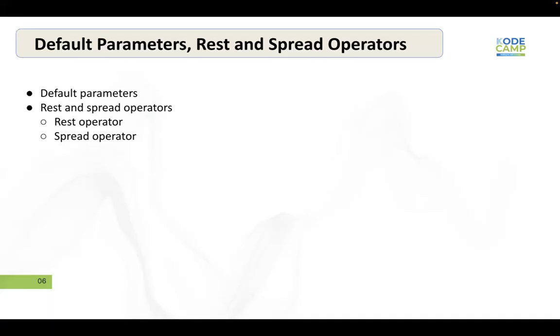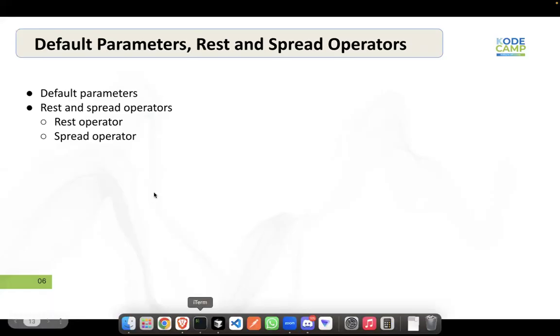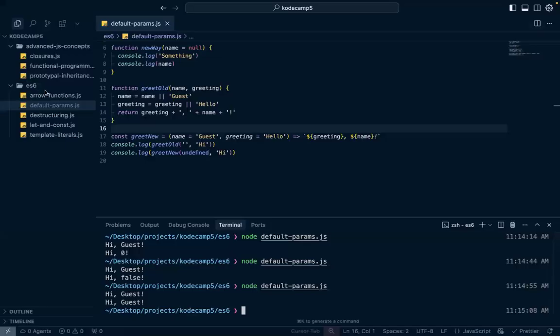So the mental model behind the spread is, imagine you have a box of items. Then the spread operator takes the items out of the box and places them individually on a table. So you have an array. Let's take a look at an example quickly.